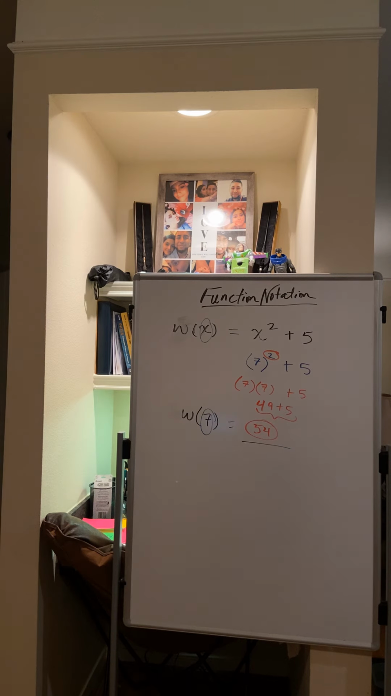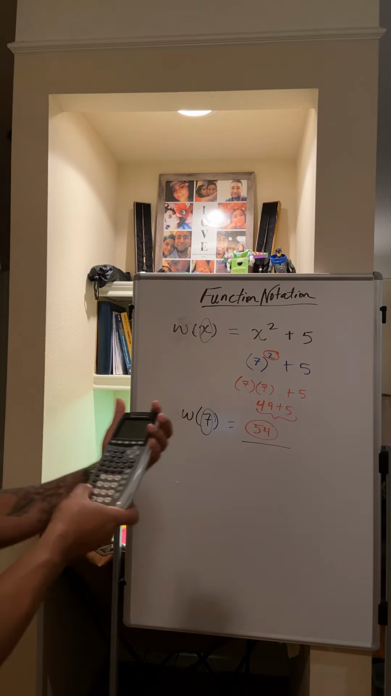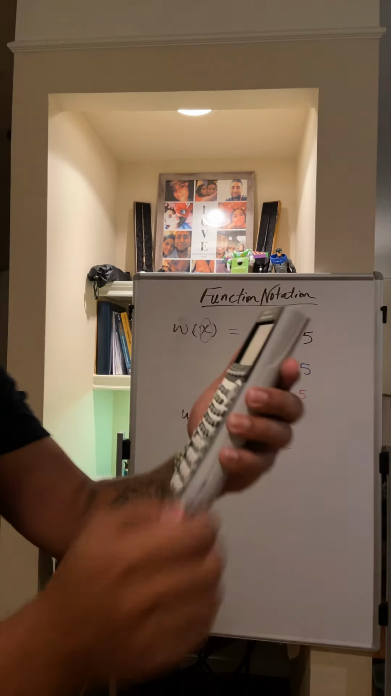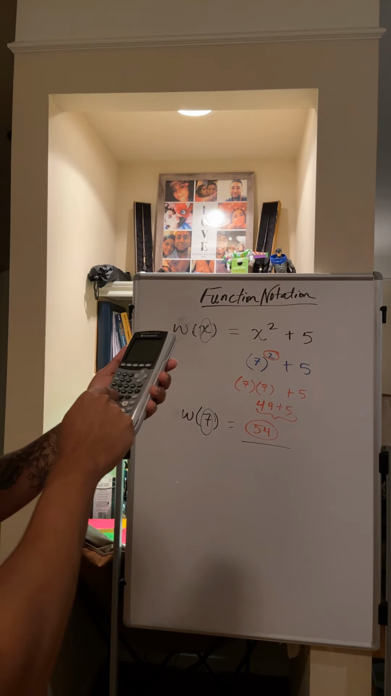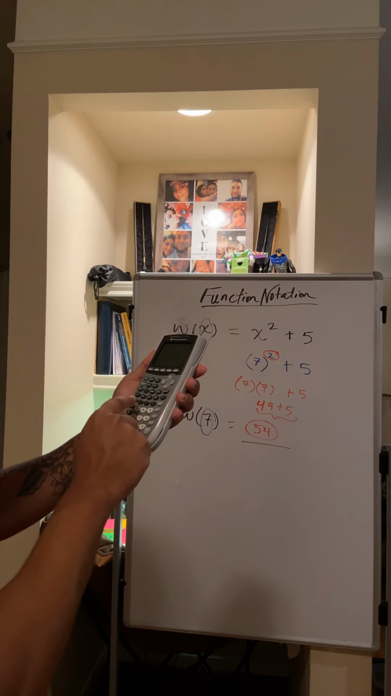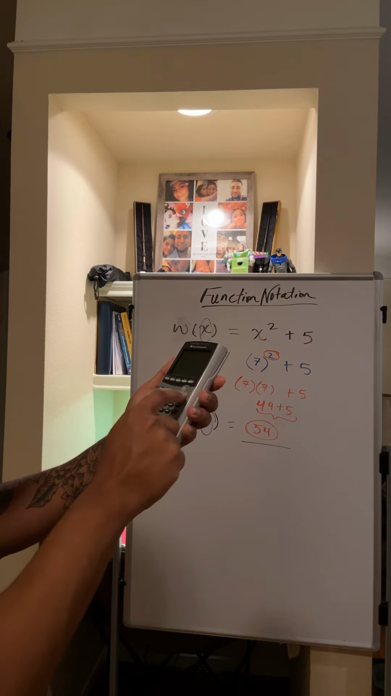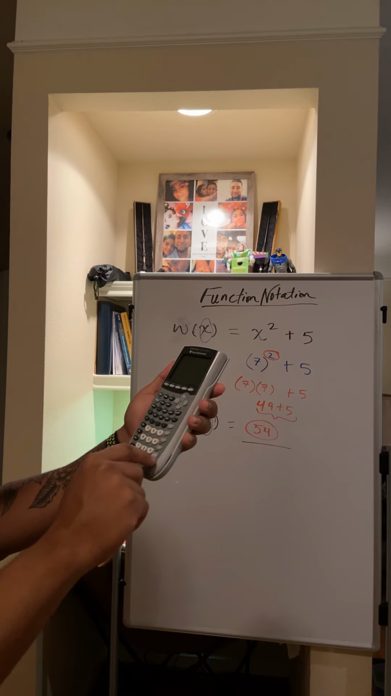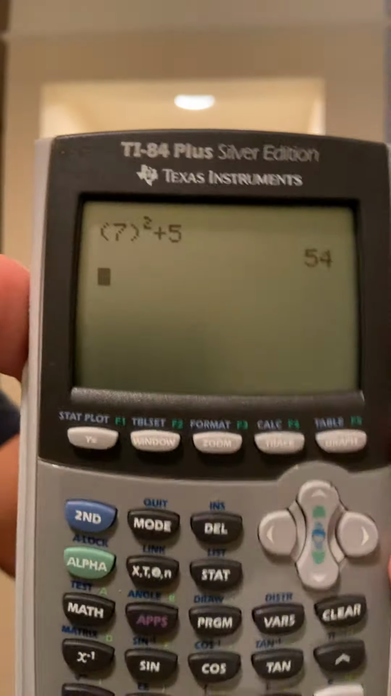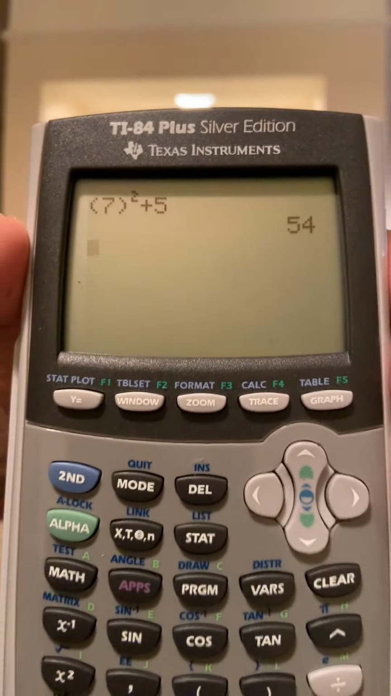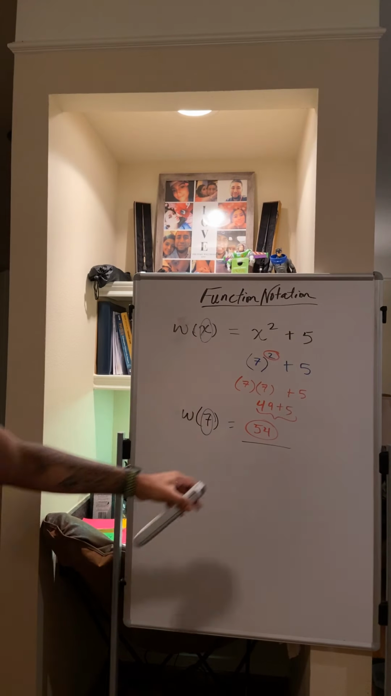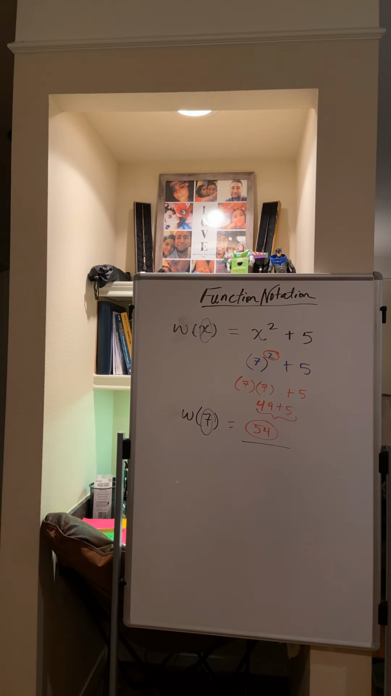Now, I said earlier, we can use our calculator to double check. Please use your calculator if you have a calculator. If you don't have a calculator, please use something that'll help you double check your answer. If I go on my calculator real quick, I'll show you right now. Put parentheses 7 to the power of 2 plus 5. If I look at this answer, it's 54. Boom, 54. We're doing it right.